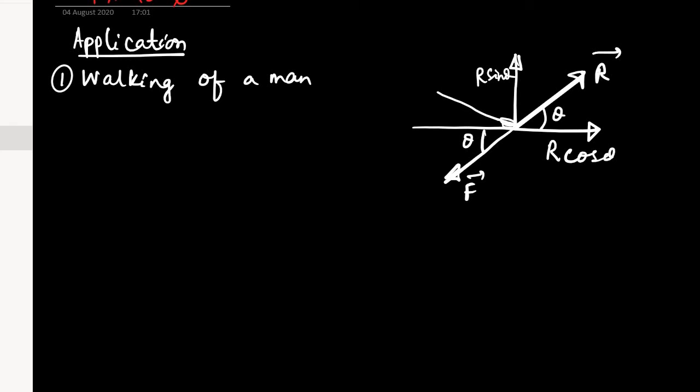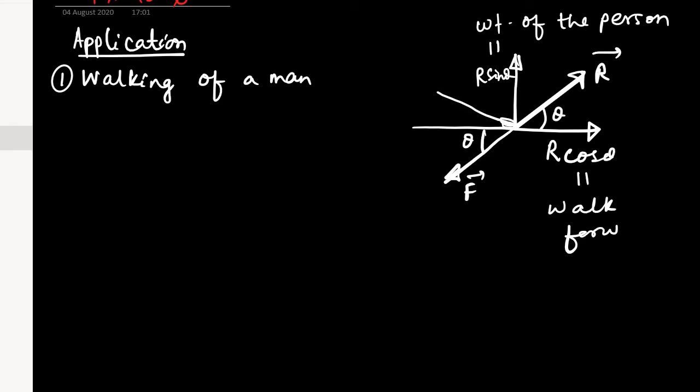The vertical component R sin theta balances the weight of the person. And R cos theta helps the man to walk forward. So you must remember it, because there are many problems depending upon this situation. That's why I am discussing these applications with you.